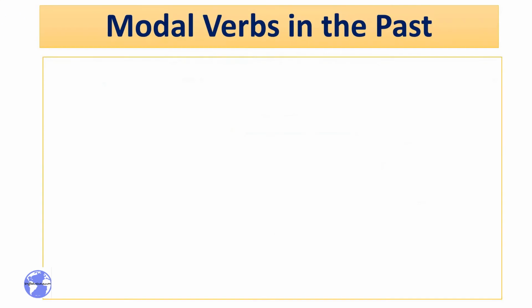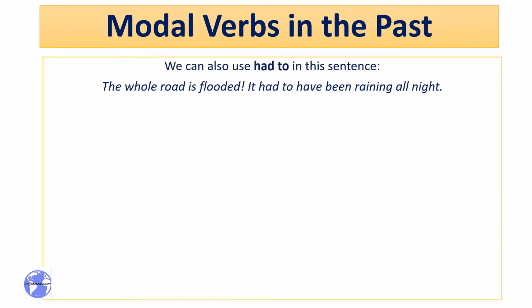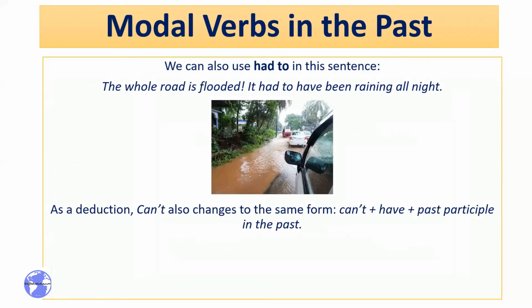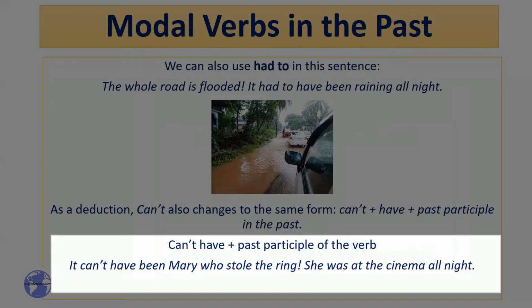We can also use had to as a deduction. The whole road is flooded. It had to have been raining all night. As a deduction, can't also changes in the same way. Can't plus have plus past participle in the past. For example, it can't have been Mary who stole the ring. She was at the cinema all night.